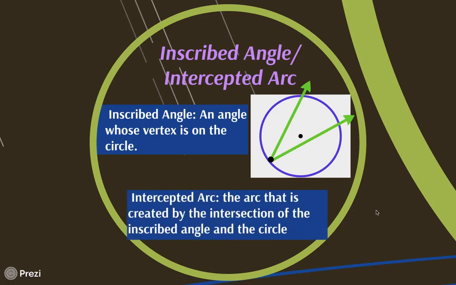Inscribed angles have something called an intercepted arc, which is the arc that is created by the intersection of the inscribed angle and the circle. Basically, the arc that runs in between where the angle starts and ends on the circle is the intercepted arc. So this arc starts where the angle starts on the circle, and ends where the angle also ends. Be careful, it's slightly different than intersected, but kind of the same concept though.